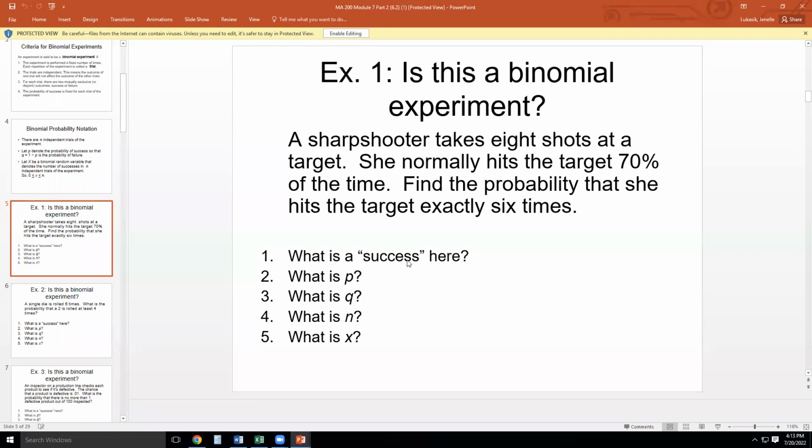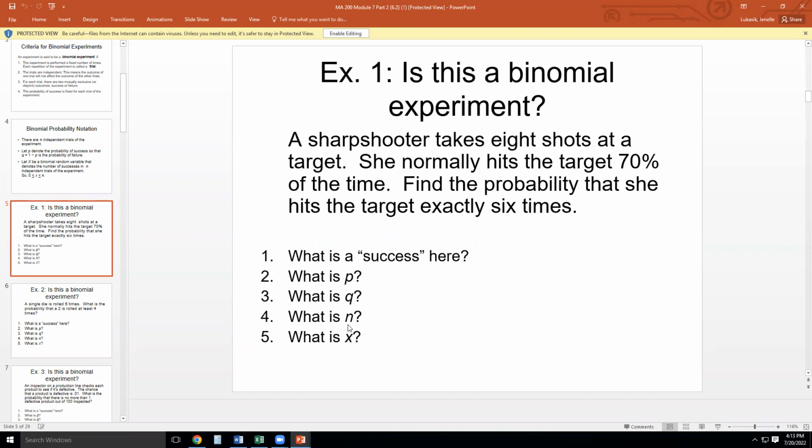So what is that helpful for? It helps us figure out what P and Q and N and X are. P stands for the probability of a success. So in other words, what's the probability of hitting the target? 70%. Q is the exact opposite of that. So in this case, the probability of not hitting the target, which would be 30%. When you're doing this in Excel, though, you won't need the Q value. It's going to be able to automatically figure that out based on the P that you put in.